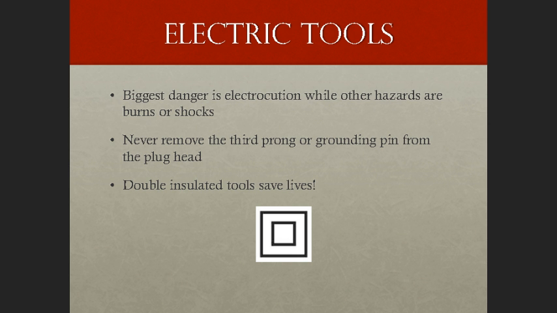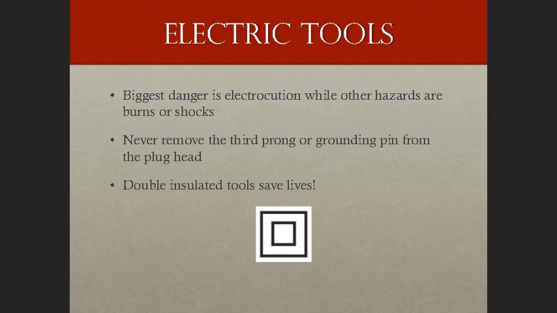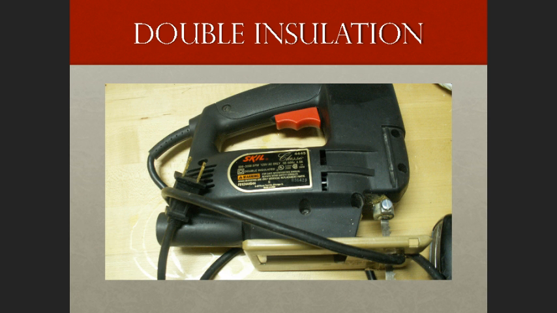And I really want you to understand that the symbol that you see here, the box within a box or square within a square, is the symbol for double insulation. As you can see here on a skill saw, on the label you'll see the square within a square. I know it's hard to see, but going back here you can see the square within a square, so at least you'll know what you should be looking out for.